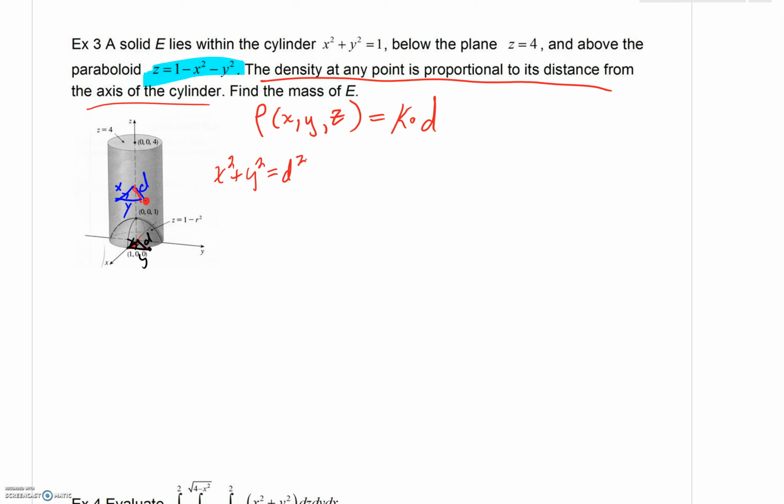The axis is the z-axis, that line going right down the middle of the cylinder. And that distance then is the square root of x squared plus y squared. So we'll have k radical x squared plus y squared. Well, they're asking us to work out right now what m, the mass, is, and we can do that.